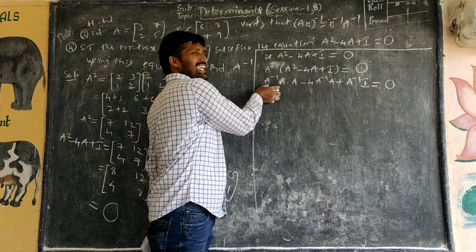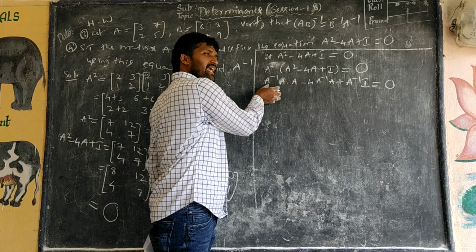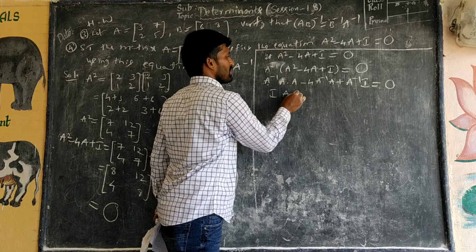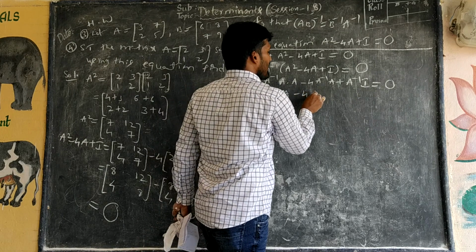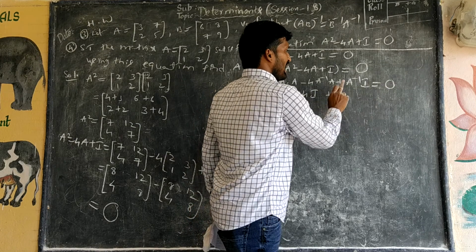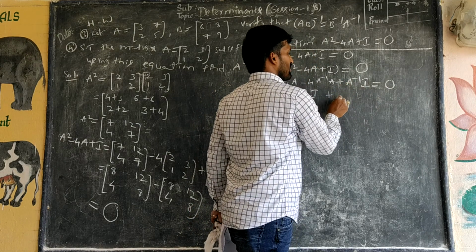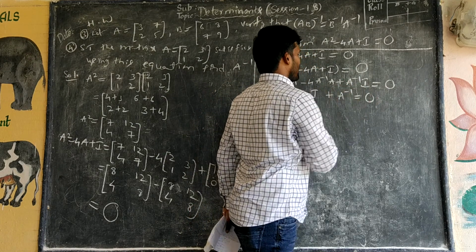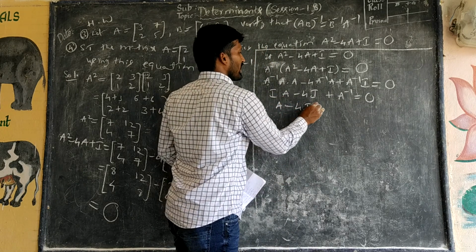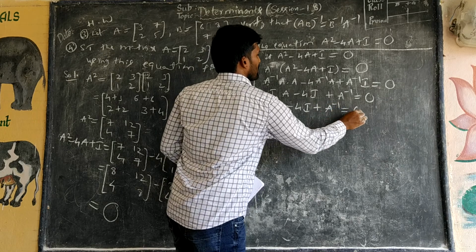How do we know the statement? A into A inverse, A inverse into A equal to the I matrix. I into A. Minus 4 into A inverse into A is what? I. A inverse into I, A into I is A only. Any matrix into I, that matrix only will come. So A inverse equal to the null matrix: I into A, what? A minus 4I plus A inverse equal to the null matrix.